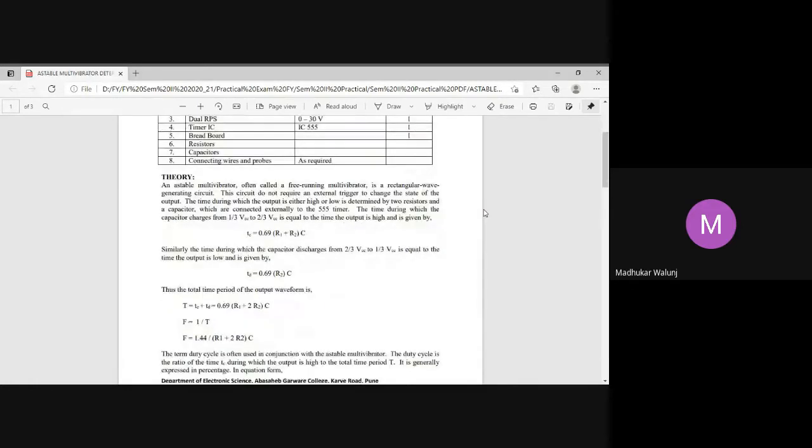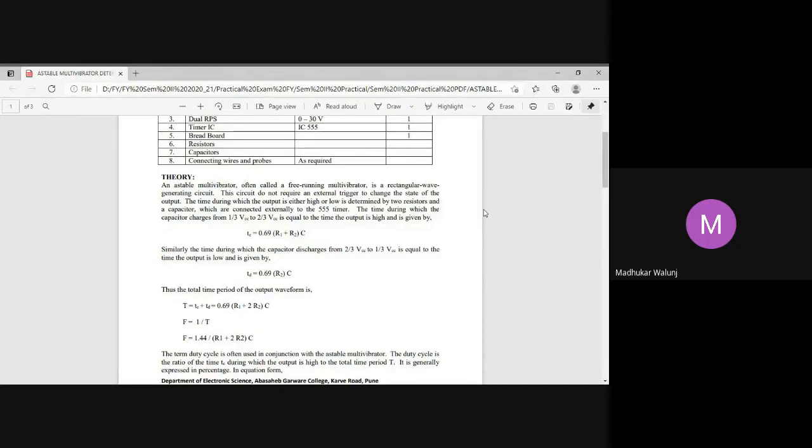You know the theory of this particular astable multivibrator. This is called a free running multivibrator. What it will do is generate rectangular waveforms. This circuit does not require an external trigger, like the monostable multivibrator, to change the state of the output. So it automatically generates the pulses depending upon the values of R1, R2 and C.